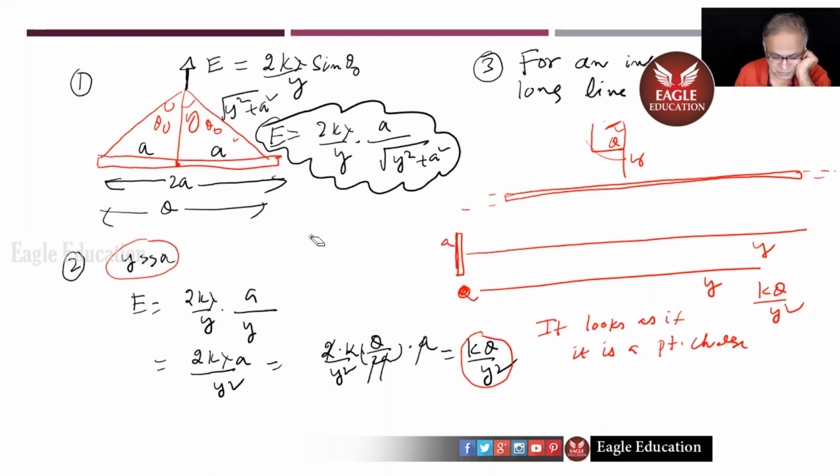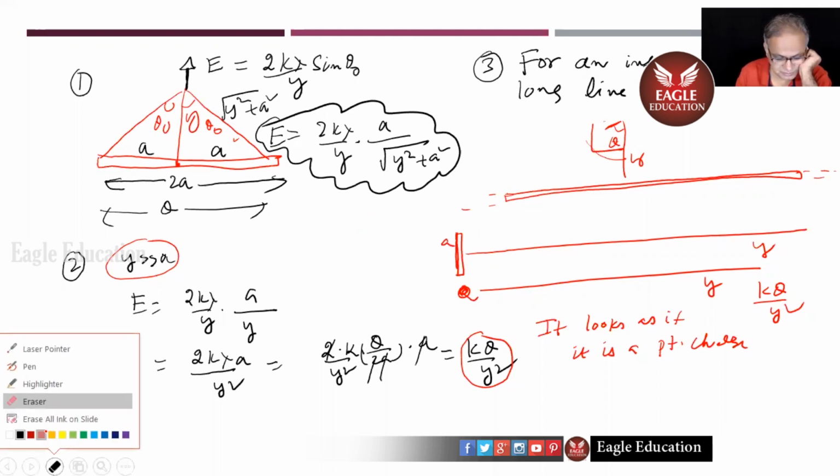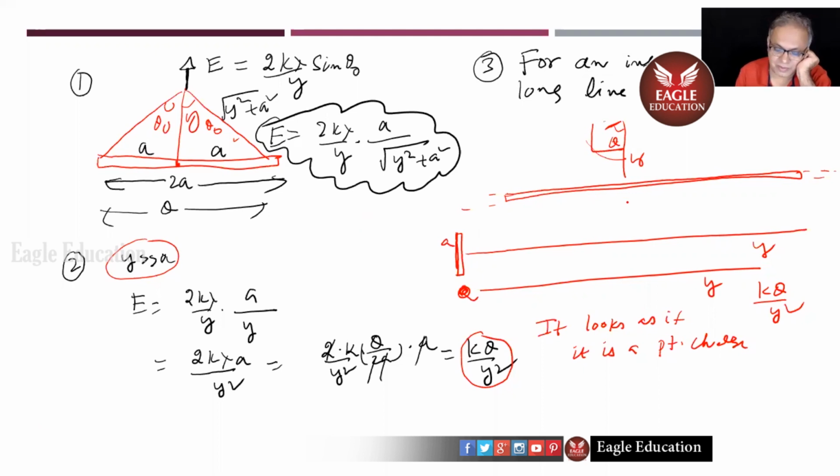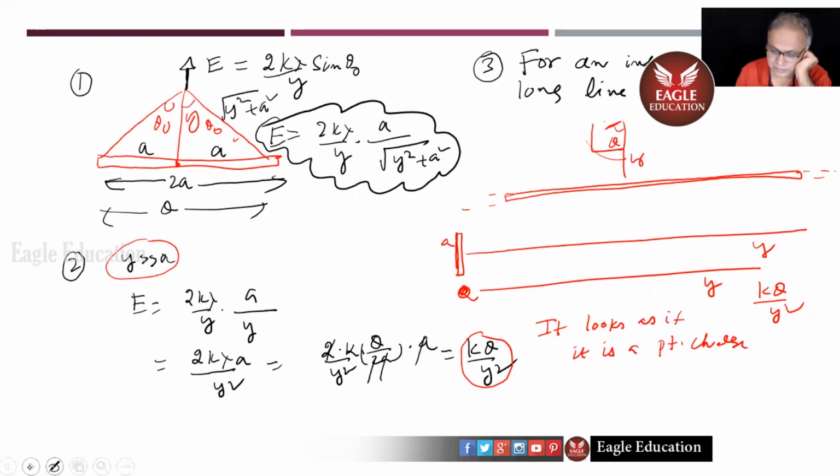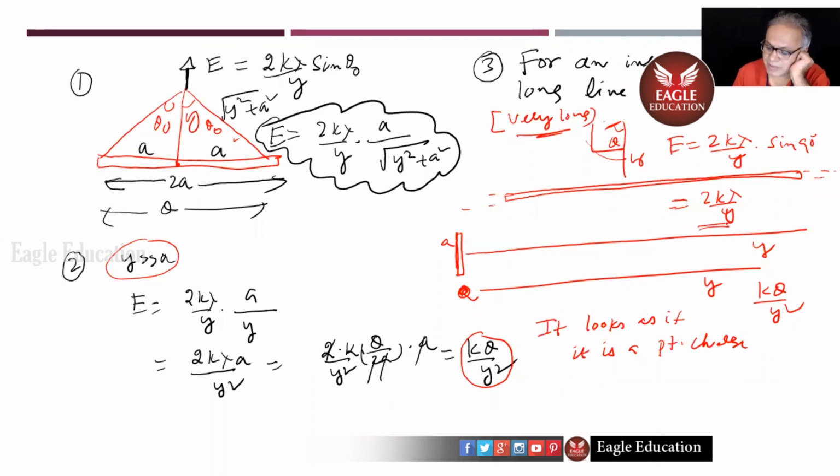So therefore, the formula becomes what? E equals, go back to that original formula in terms of theta naught. So E equals 2k lambda by y sine 90, so that is 2k lambda by y. That means for an infinitely long line charge, in practice it is very long, so this becomes 2k lambda by y.